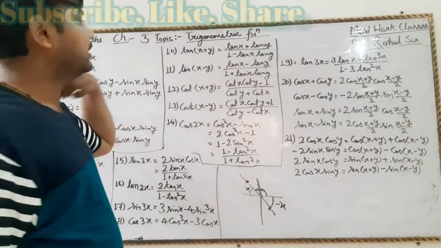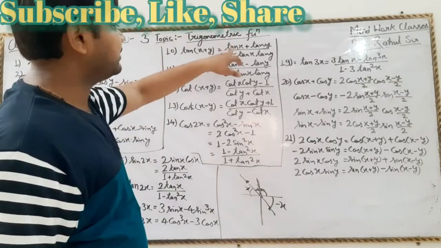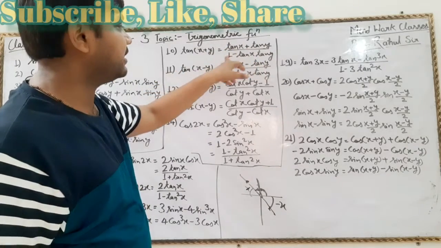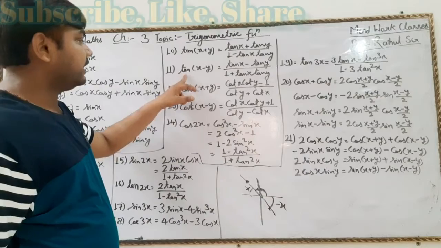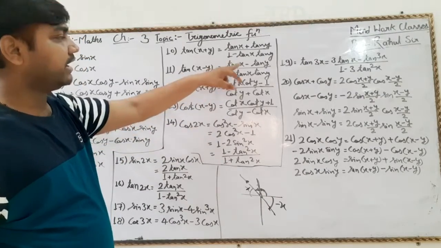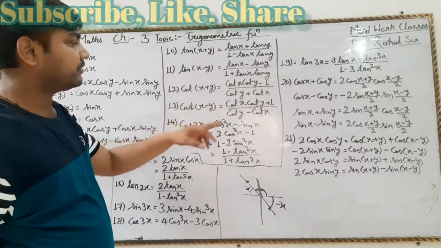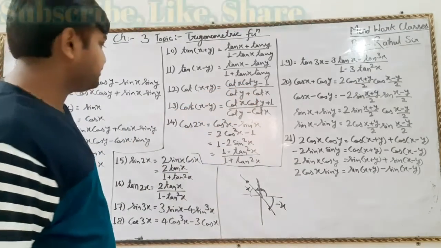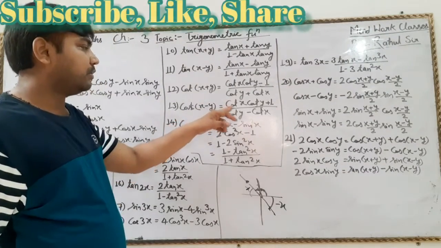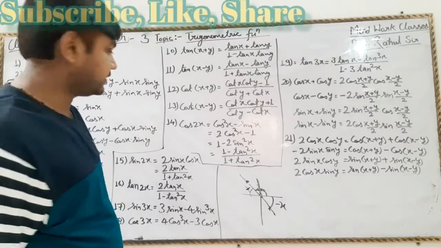Now let's come to the next formulas. Tan(x+y) is tan x plus tan y upon 1 minus tan x tan y. For tan(x-y), it is tan x minus tan y upon 1 plus tan x tan y. Cot(x+y) is equal to cot x cot y minus 1 upon cot y plus cot x. Cot(x-y) is equal to cot x cot y plus 1 upon cot y minus cot x.